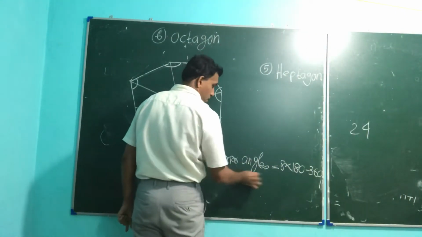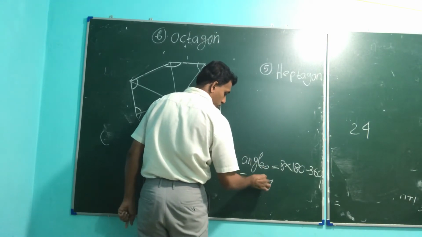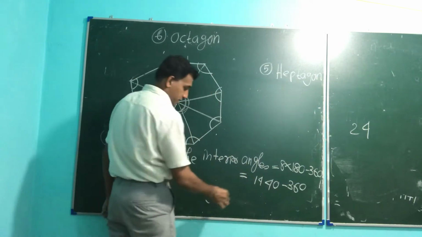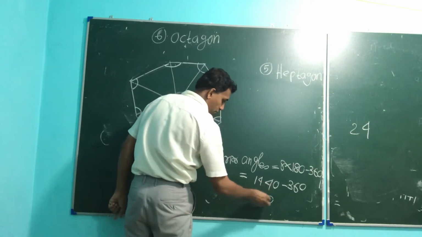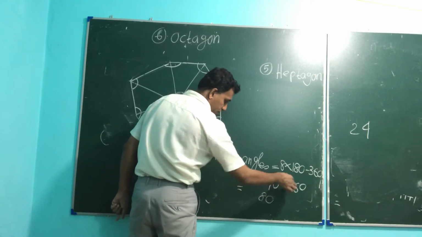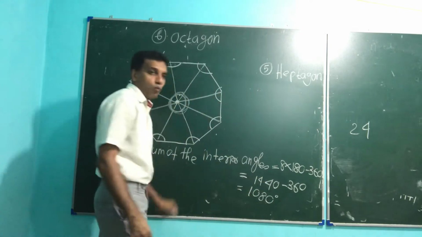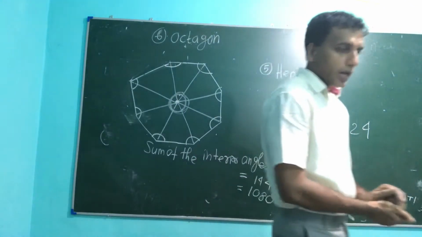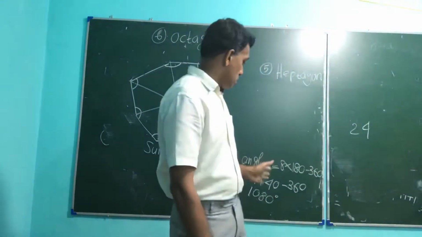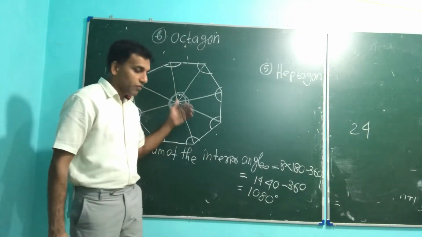Find the multiplication. 8 times 180, 8, 8, 64, the 144, is it? Minus 360, okay. So what is the answer? 1440 minus 360, okay, is 1080. Don't miss this very important theory: 1080 degrees, right? In what we call the octagon, all these angles add to 1080 degrees, okay.